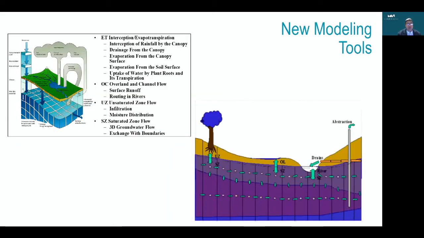So, some of the new modeling tools that we've used: this is just showing you a graphic of the MIKE SHE model that we've been using for these barrier island studies and looking at coastal resilience from the rainfall perspective. What's unique about it is it really solves all phases of the hydrologic cycle, both interception and evapotranspiration, overland channel flow, as well as groundwater flows for unsaturated zone and saturated zone flow.